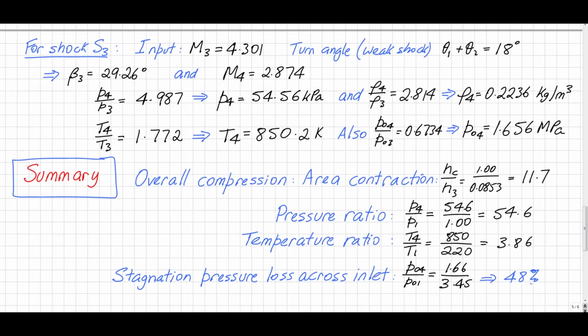And that brings us to the end of our analysis of this problem. So we've calculated the states of the gas at all points through the inlet and into the entry of the combustor. And we've also looked at the overall performance of this inlet. And it's not a great inlet. We only get 48% of the stagnation pressure into the combustor that we had at inlet to the engine. So it's a pretty lossy inlet for this engine.